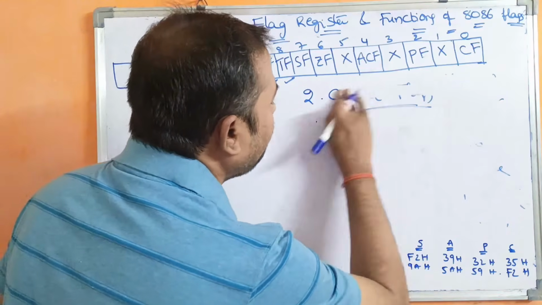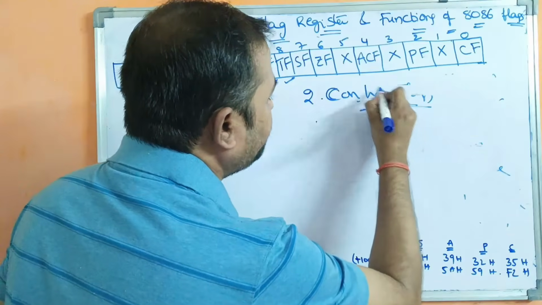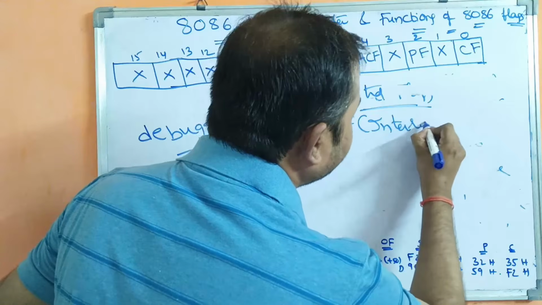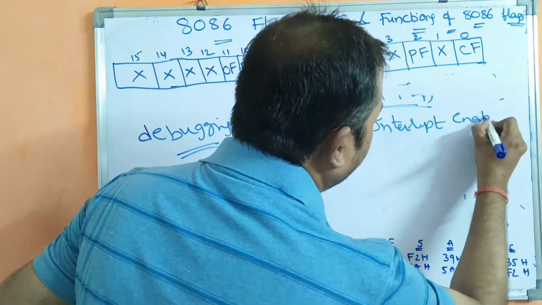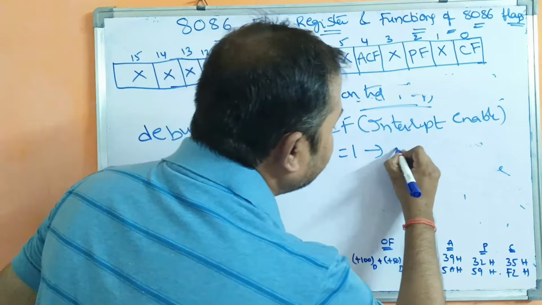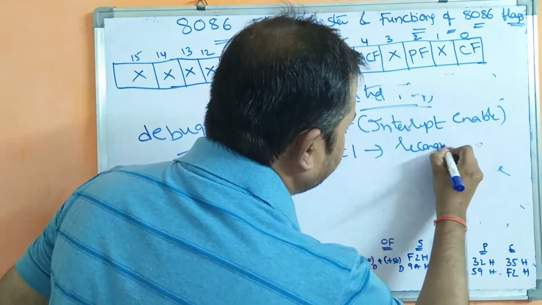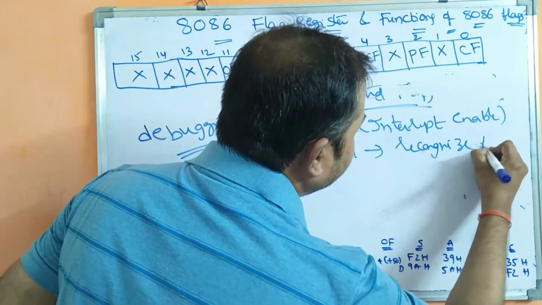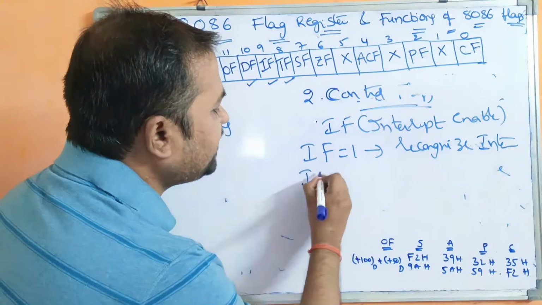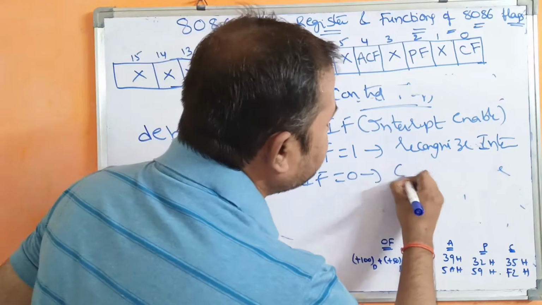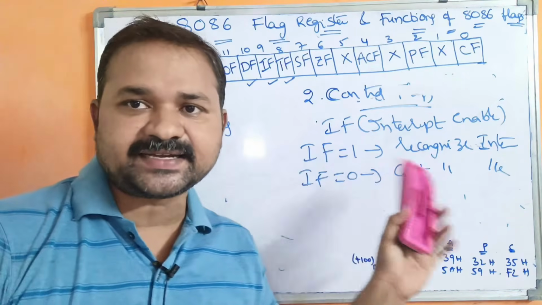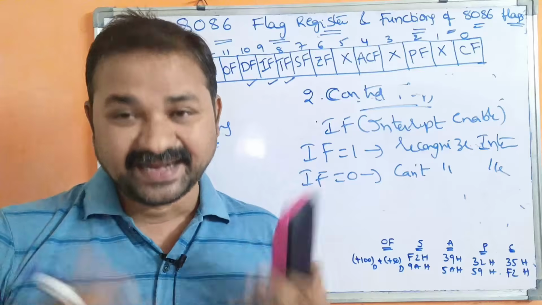So this is about the trap flag, and let us see the next flag, that is the IF flag. IF means interrupt enable flag. When IF is set, the microprocessor recognizes the interrupts. Whereas when IF is 0, the microprocessor cannot recognize the interrupts. So only whenever IF is set does the microprocessor recognize the interrupts.